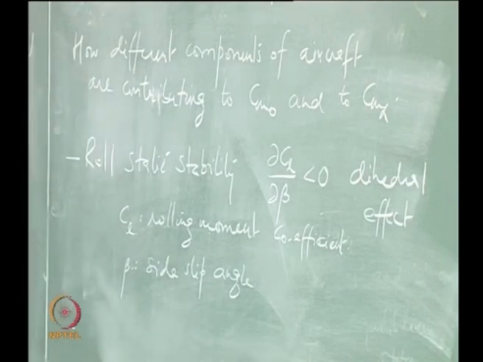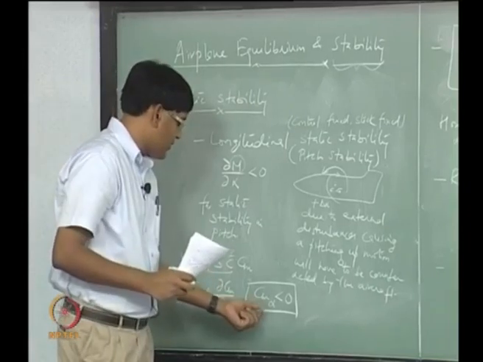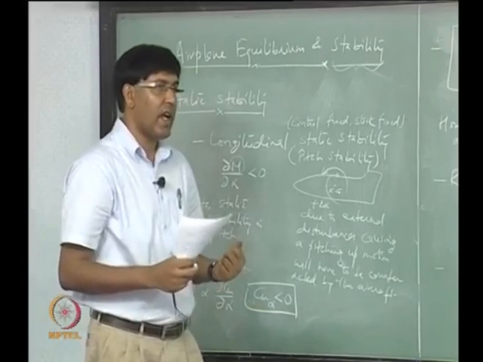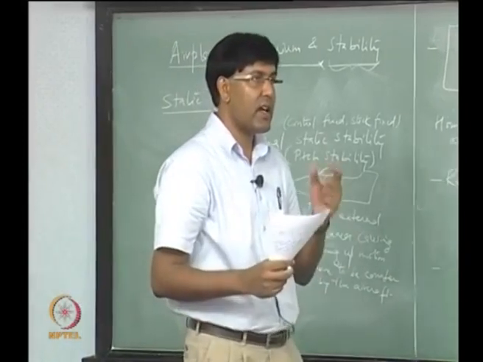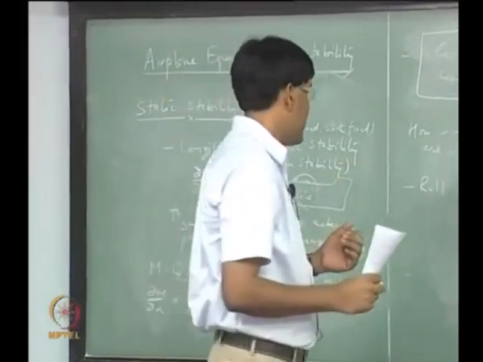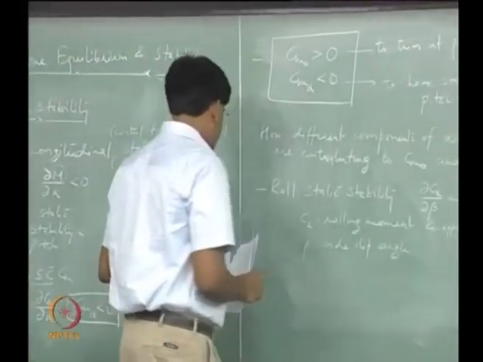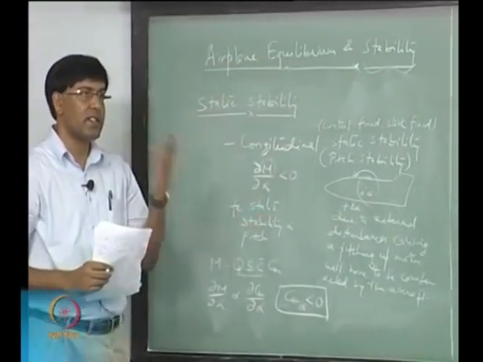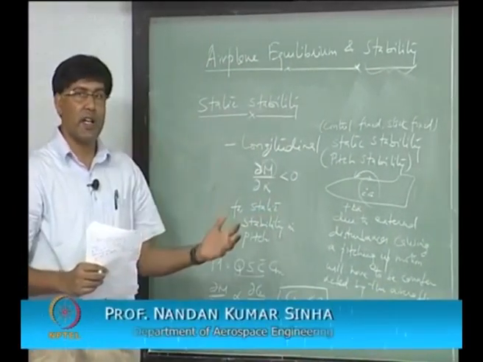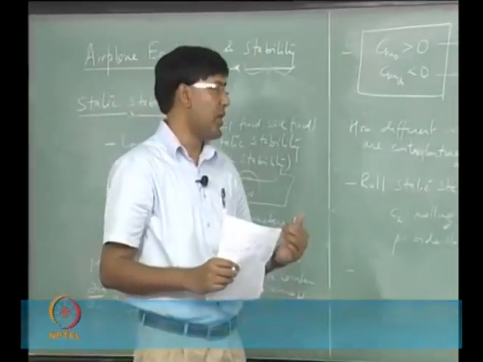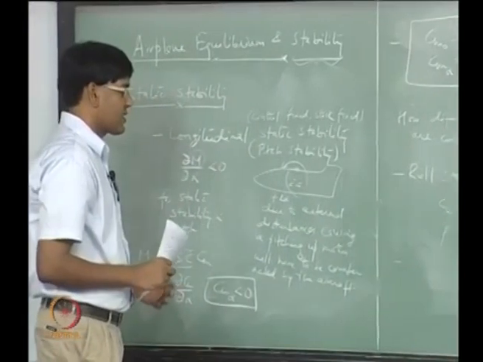And the third one is, so you can see that clearly we are talking about the stability with respect to the angles alpha and beta, and those are the angles which define the orientation of the wind with respect to the aircraft. So we are looking at disturbances in alpha and beta, and how they are going to change the moment characteristics.